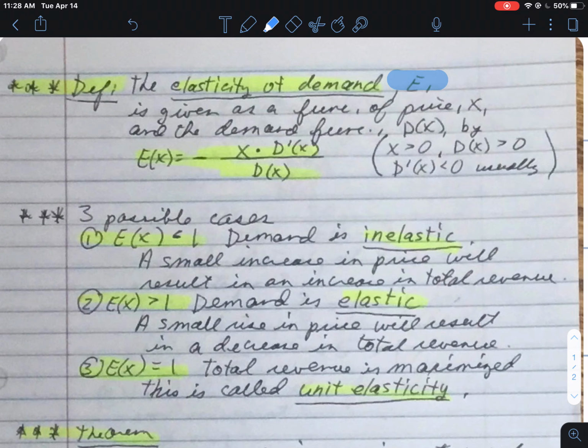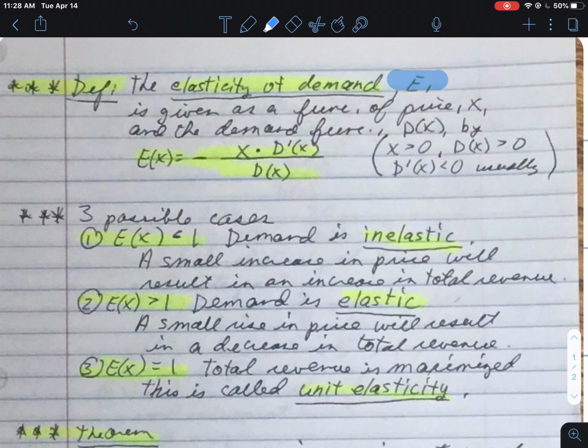Right? So inelastic demand. This tells us that a small increase in price will result in an increase in total revenue. Right? So like we had in that first case of the example we just looked at when we went from $2 to $2.20, that small increase in price still gave us an increase in total revenue. That is described as being inelastic demand.